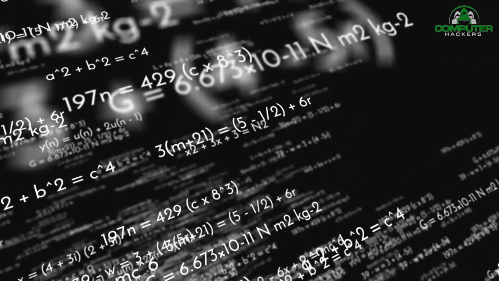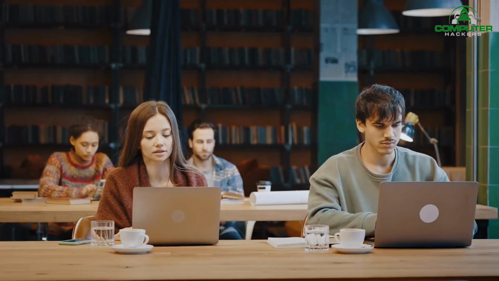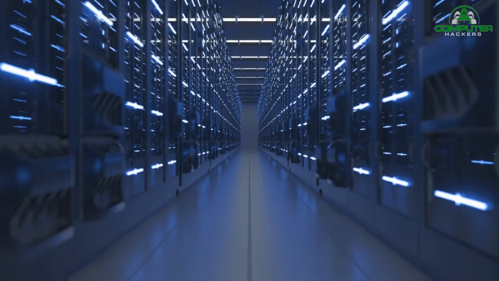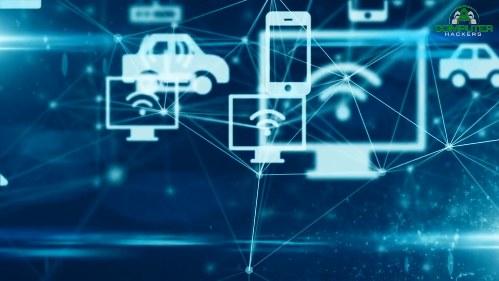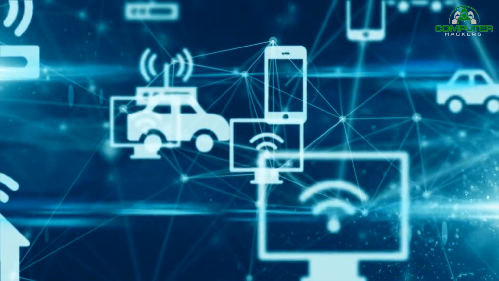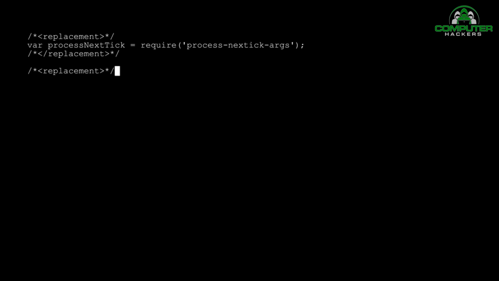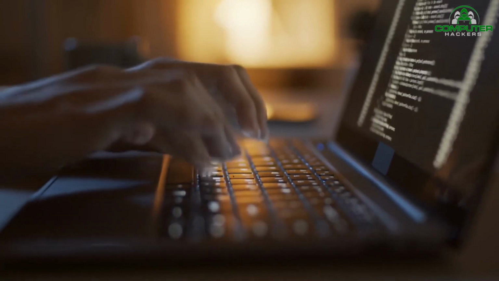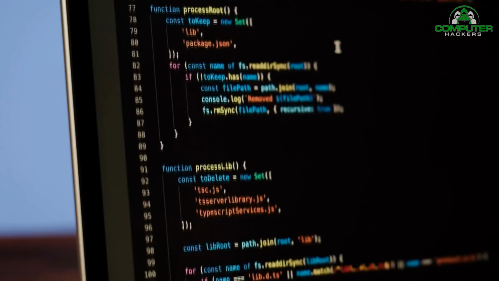Segment 2, skills and knowledge required. Now that we understand the basics, let's explore the skills and knowledge required to excel in this field. Technical skills. First and foremost, a strong foundation in computer networking, operating systems, and programming languages is essential. Understanding how networks function, protocols, and common vulnerabilities helps ethical hackers identify potential entry points. Proficiency in programming languages such as Python, C++, or Java is valuable, as it allows hackers to develop custom tools and scripts for testing and automation.